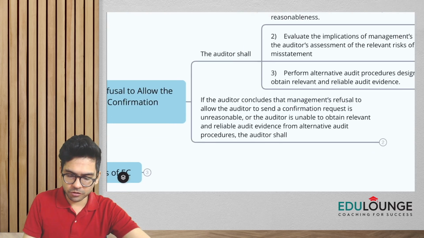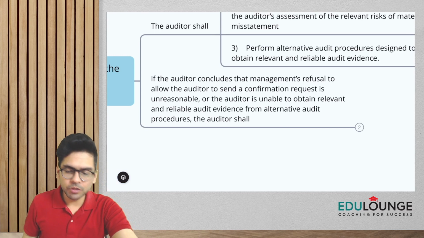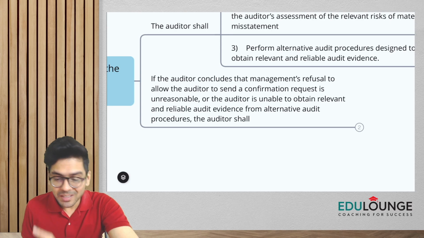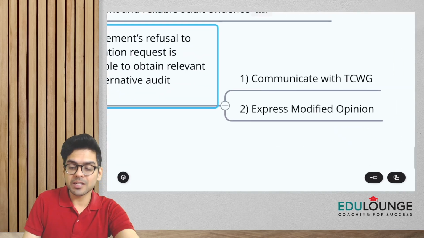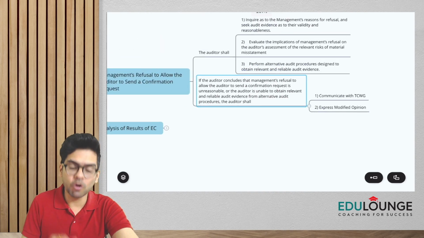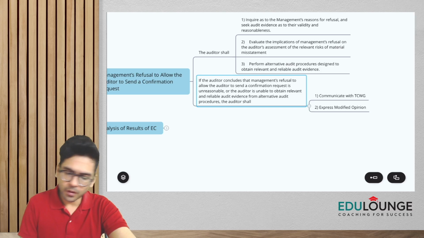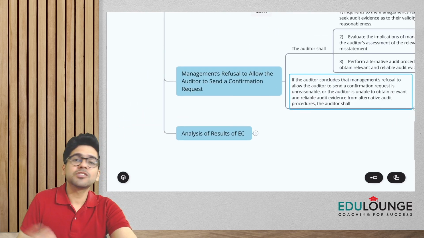However, upon performing alternative audit procedures also, see the point. If the auditor concludes that management's refusal to allow the auditor to send a confirmation request is unreasonable, or let's say the auditor is unable to obtain relevant and reliable audit evidence from alternative audit procedures, then in this case the auditor shall communicate with TCWG and he might have to express a modified opinion in accordance with SA 705. Okay. All right. Now, analysis of the results of external confirmation.